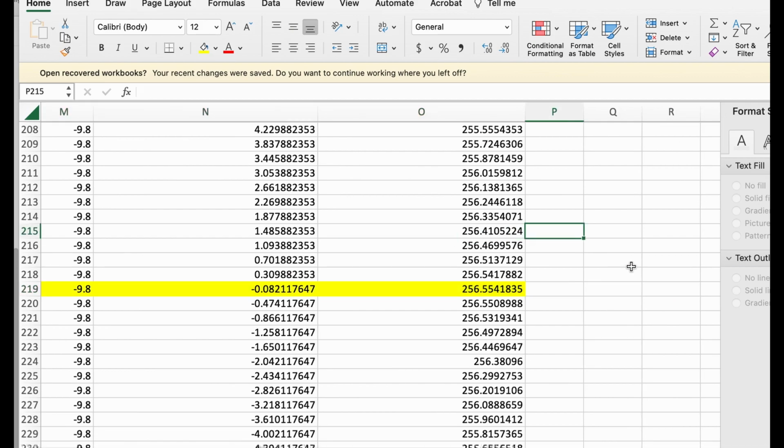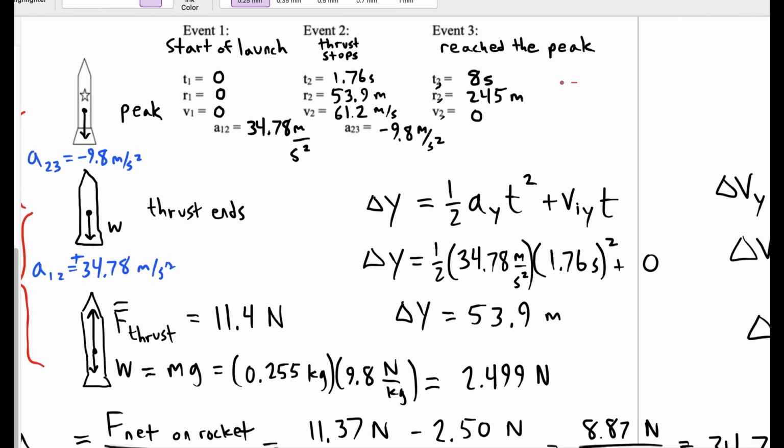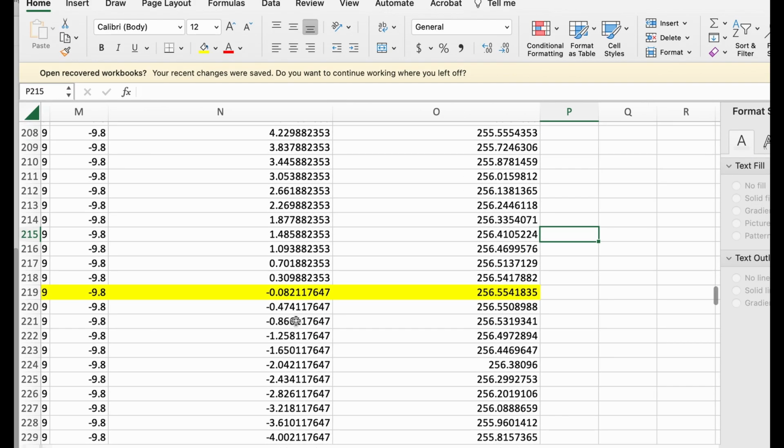Great. So is that in agreement with what we calculated by the formulas? Somewhat. I had said 245 was how high it would go. Spreadsheet says 256. So what's the reason for the discrepancy? It's because the delta t is somewhat large. So there's going to be a little bit of error in the spreadsheet. 0.04 is a fairly large delta t.